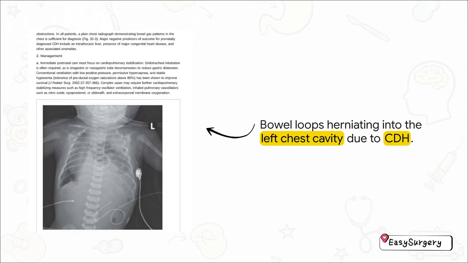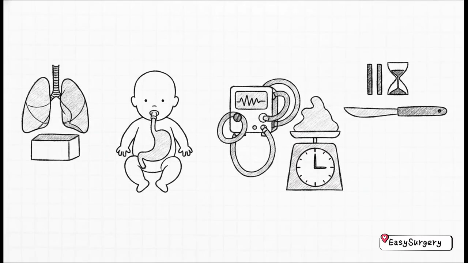Now those bowel loops visually dominate the image for sure, but remember, the bowel itself isn't what kills the infant. The true killers are the severe pulmonary hypoplasia and pulmonary hypertension caused by that compression. Because of that, the immediate management of CDH heavily prioritizes cardiopulmonary stabilization. Do not rush these kids to the OR.